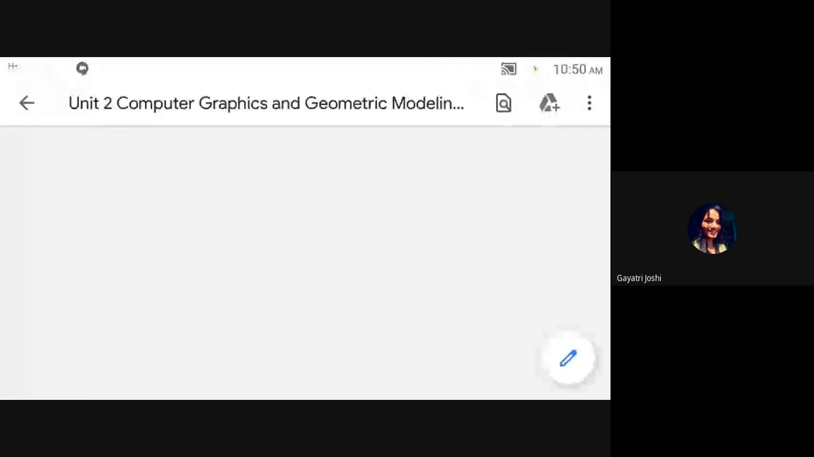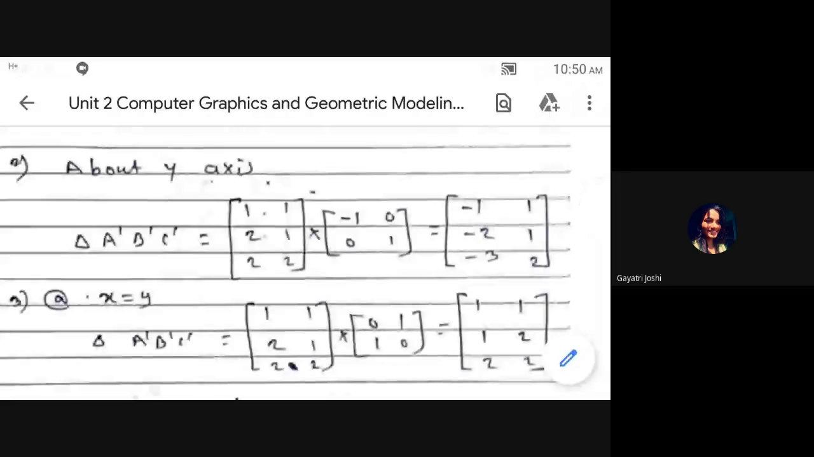Okay, last transformation is shear. Now what is the formula for the shear? Only we will focus on them. Shear is nothing but the transformation that slants the shape, moving the object while any one point is fixed. Okay, this is the final answer of the last problem.